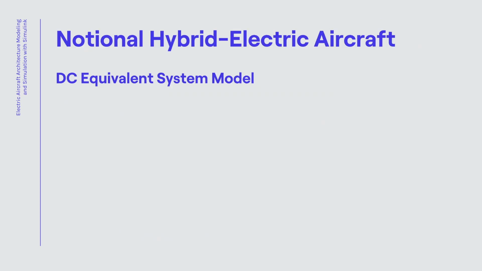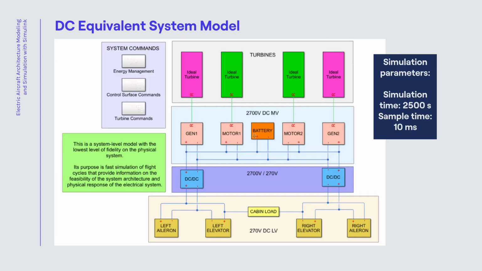In this section, we will discuss the DC equivalent system model of the notional hybrid electric aircraft. What you can see here is the high-level system model in Simscape. We have two main turbines, from which power is drawn through electric generators at 2700 volts DC. Also, at the 2700 volt DC level, we have two electric turbines, which are driven from the electric motors and the battery. We then step down from 2700 volt DC to 270 volt DC, where our actuators and cabin load are connected. Moreover, we also have basic command and management functionality.